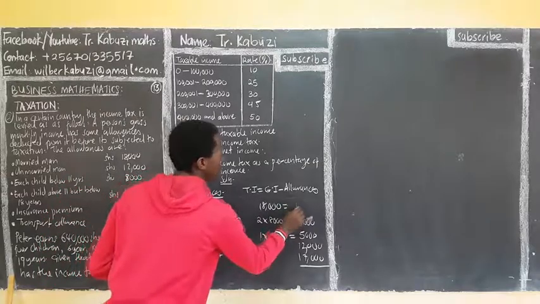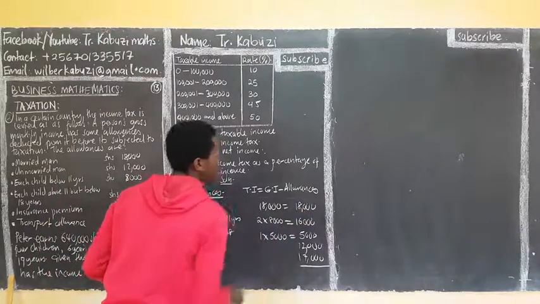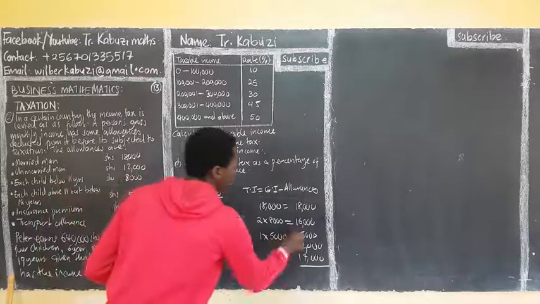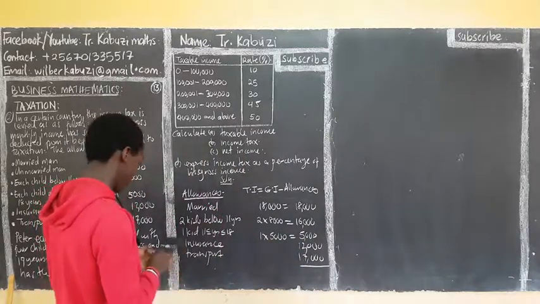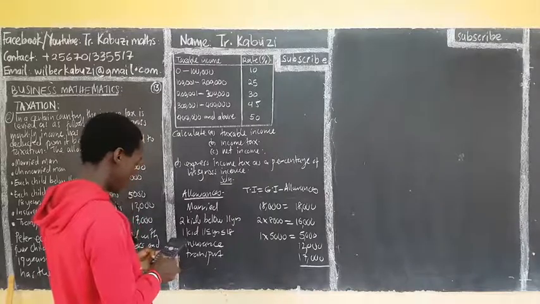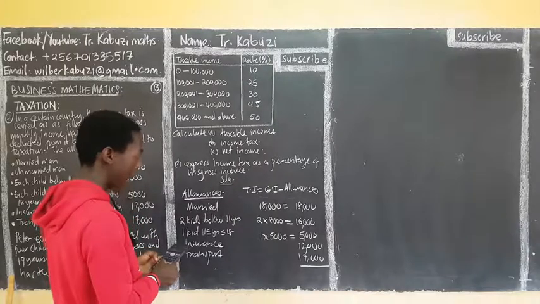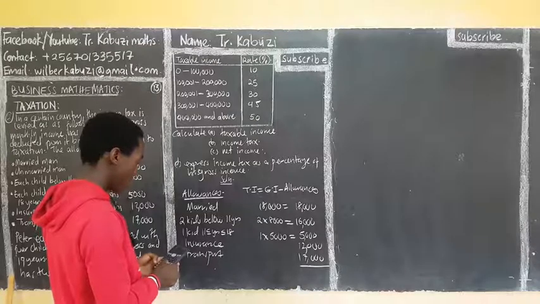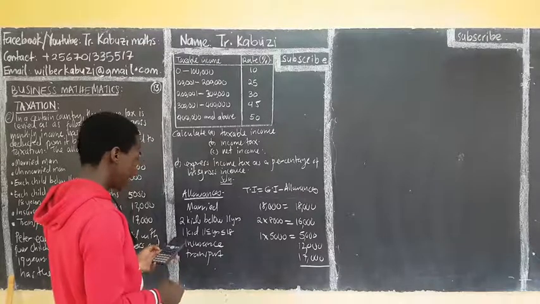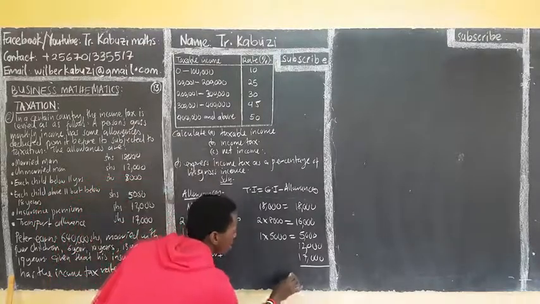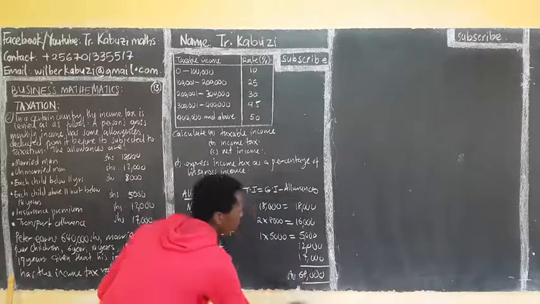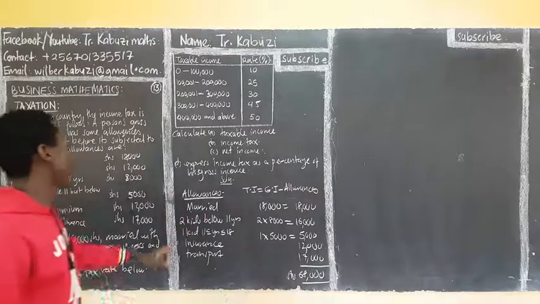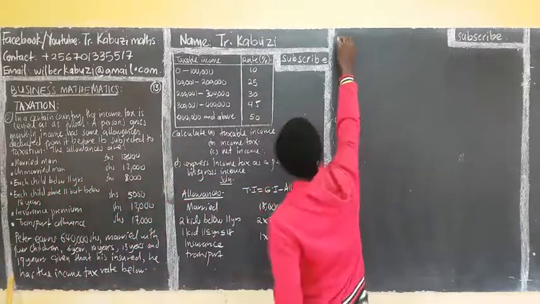Let me put it here so that someone can see it properly. So we are going to have 18 plus 16 plus 5 plus 12 plus 17. So this man's allowances are 68,000 shillings. That's the amount he gets in allowances.